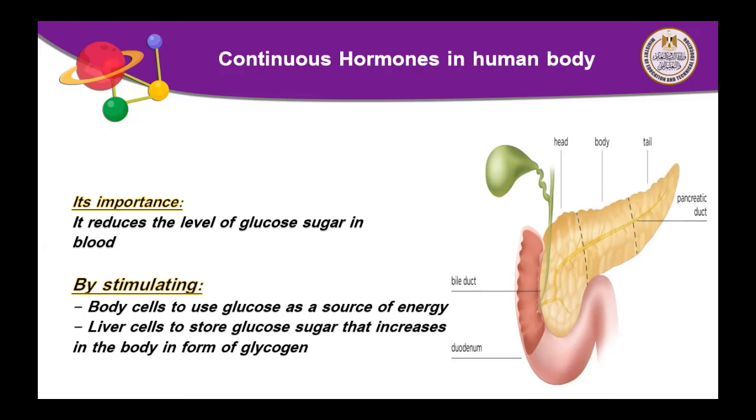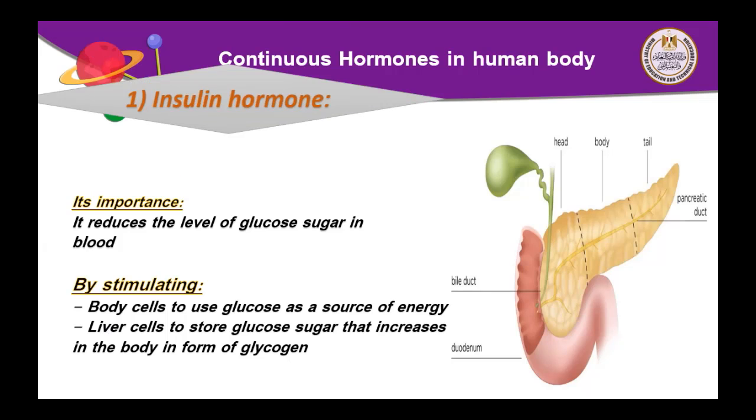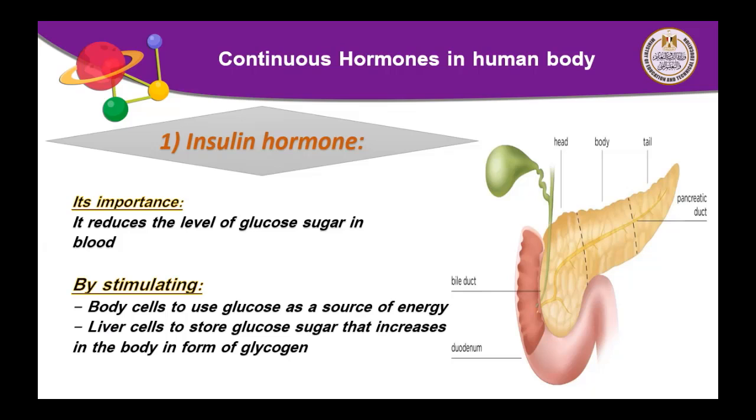What is the importance of insulin hormone? The insulin hormone reduces the level of glucose sugar in the body. When we eat something sweet, our body takes in glucose in a great amount. So the glucose level increases in the blood.